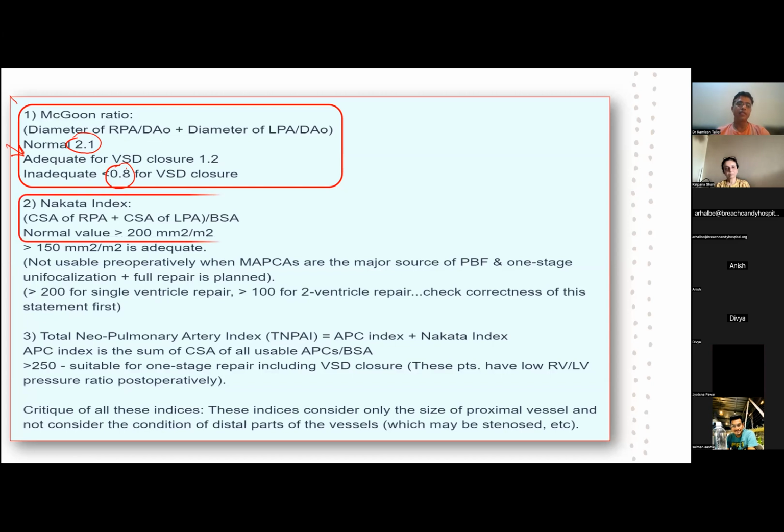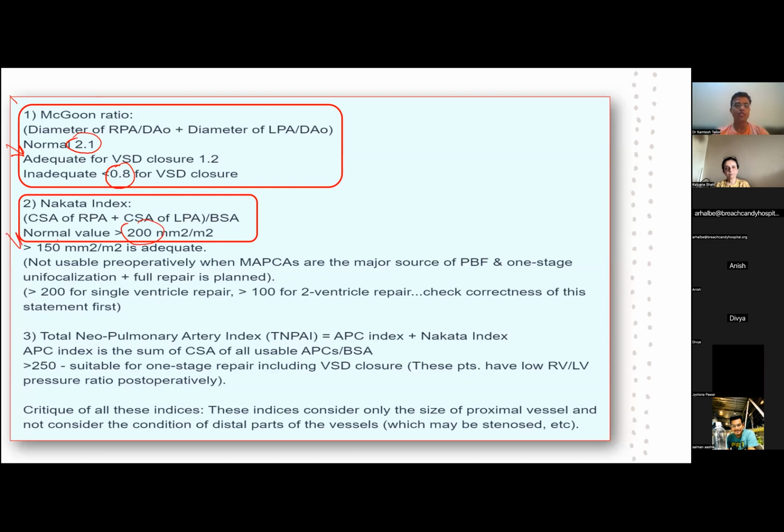The second index is the Nakata index, which is also a kind of same as the McGoon ratio. Nakata index is the cross section of RPA plus the cross section of LPA divided by body surface area. The same RPA and LPA size we want to know, divided by body surface area. Here the normal value is 200.